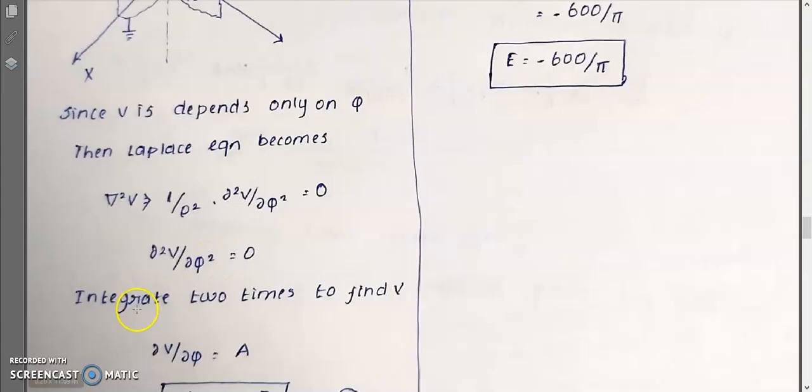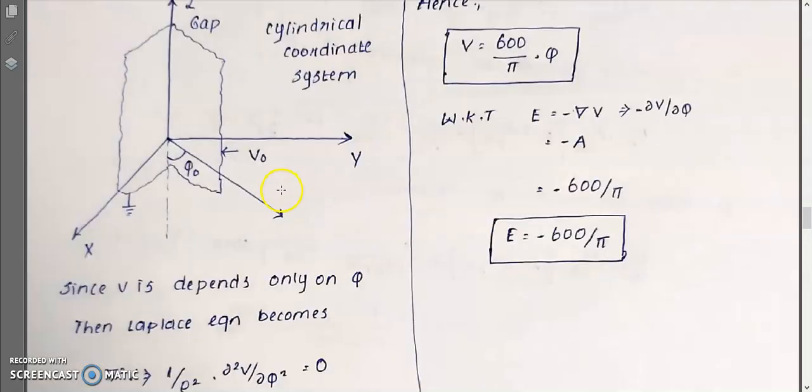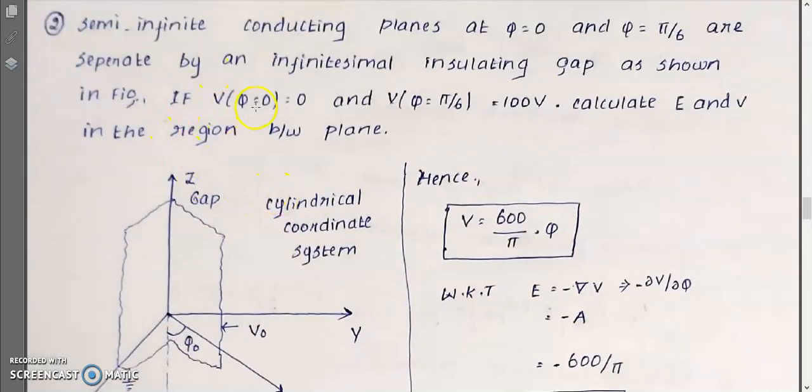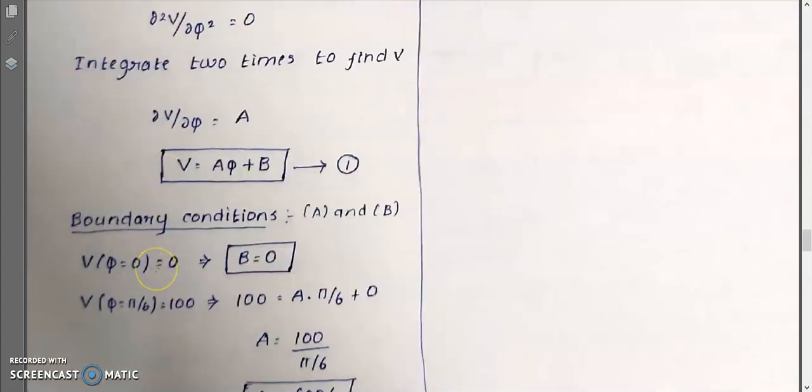So dV by d phi is equal to A. Then V is equal to A phi plus B. This is the final form. By means of boundary conditions, there are two boundary conditions: V is equal to 0 at phi equal to 0, and V is equal to 100 volt where phi is equal to pi by 6. By means of these boundary conditions, we have to find out the unknown parameters A as well as B. V is equal to 0 at phi equal to 0, so B is equal to 0 while substituting in equation 1.